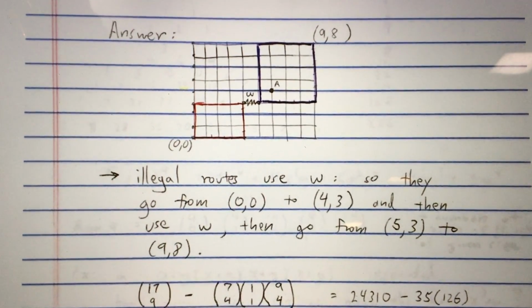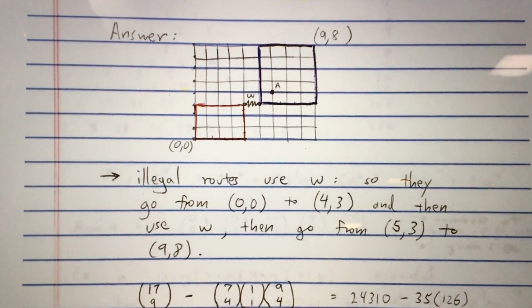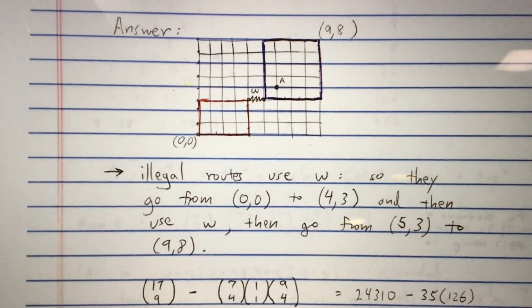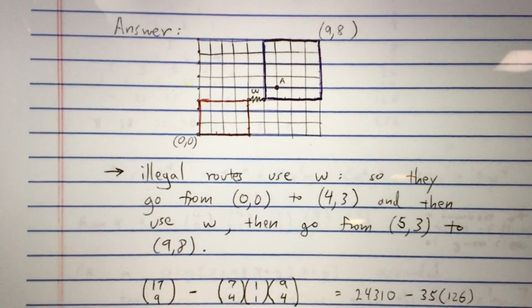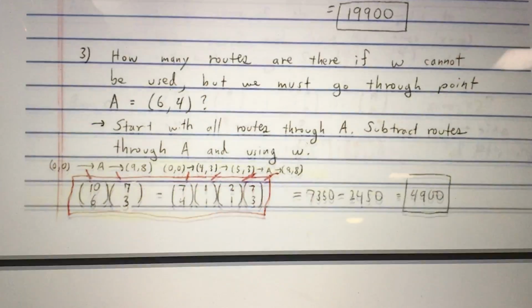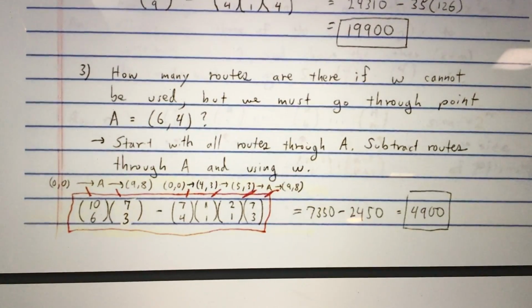And then to finish, it's a little harder because it goes from 6, 4 to 9, 8. So I could just count that by hand. 3 steps over and 1, 2, 3, 4 steps up. So that'll be 7 choose 3. So that's why we have 10 choose 6 times 7 choose 3.